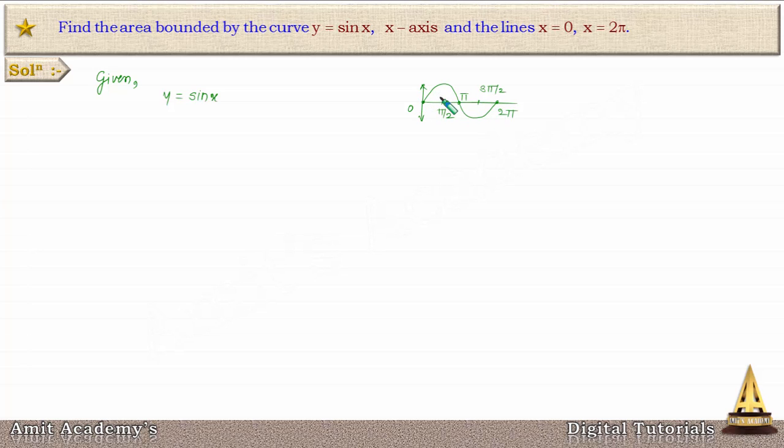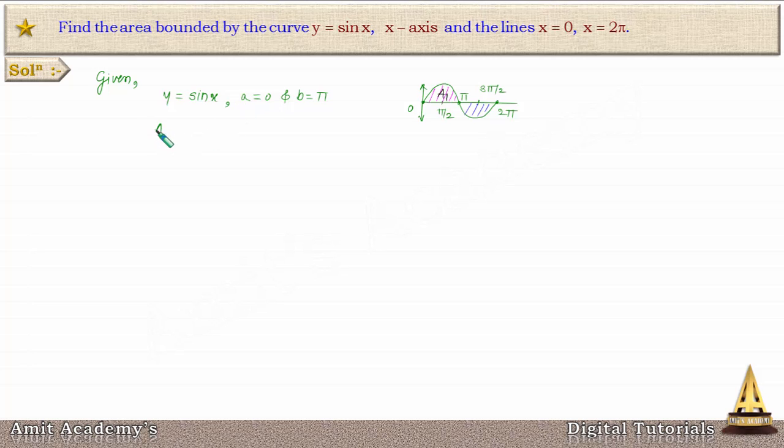Now shown here in this figure, this much of area is positive and this area is negative. And if you find total area from 0 to 2 pi, then that area will become 0. But that area is not 0. So what we will do, we will find this much of area, that is A1. And then we will multiply this A1 by 2 to get the total area A. And for finding A1, the limits will be from 0 to pi. That is, the value of A will be 0 and the value of B will be pi. Therefore, A is equal to 0 and B is equal to pi.